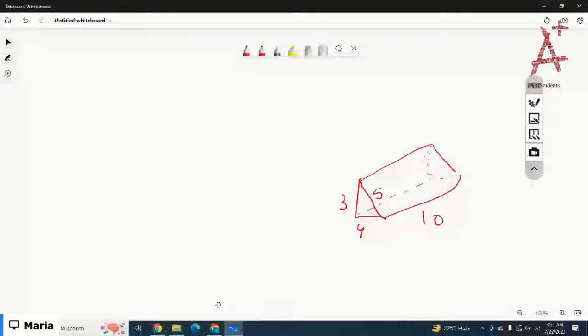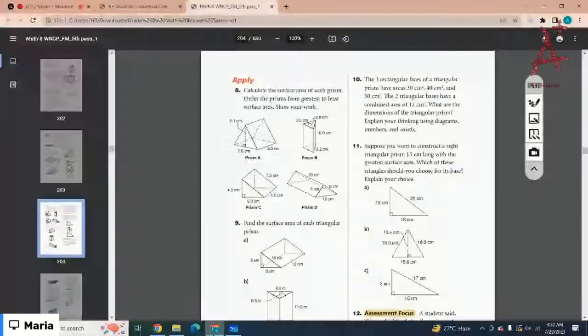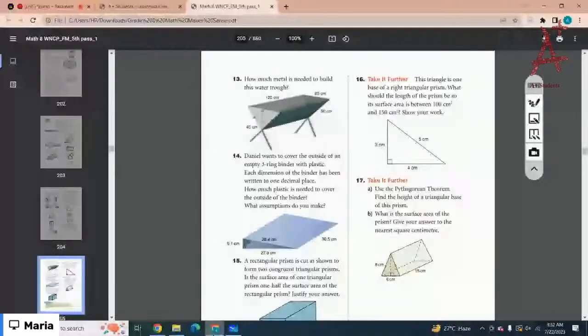Okay, the next one is, you can do question number 11 by yourself. Let's just look at question number 14. Daniel wants to cover the outside of an empty three ring binder with plastic. Each dimension of the binder has been written to one decimal place. How much plastic is needed to cover the outside of the binder? What assumptions do you make? You have to calculate the area of the figure.